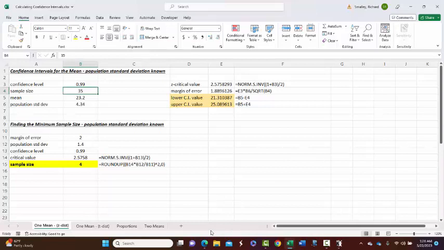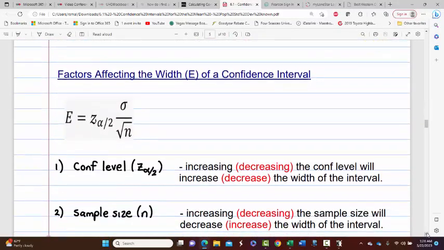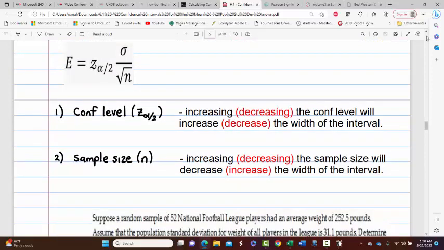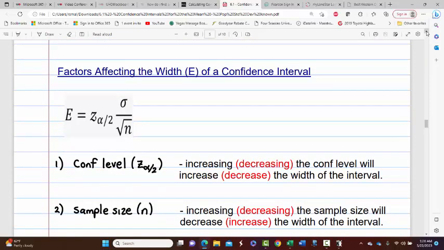Let's see. Now let's look at the other part of this. Sample size. Sample size has the opposite effect. If you increase the sample size, you will decrease the width of the interval, mainly because the sample size n, even though it's the square root of n down here, is in the denominator of that fraction. And anytime you increase the denominator of a fraction, it makes the fraction get smaller when you increase the bottom. So it decreases it. So they have opposite effects on each other.